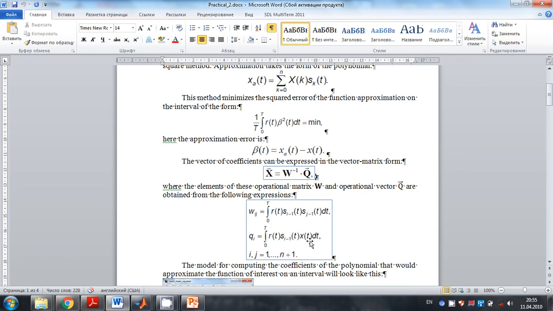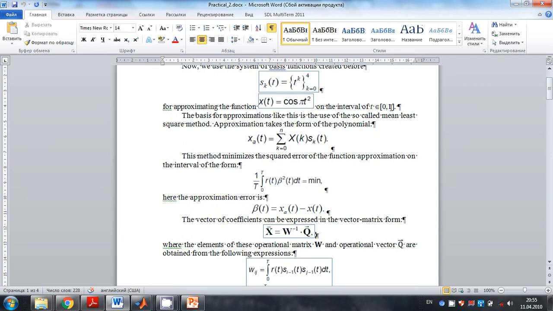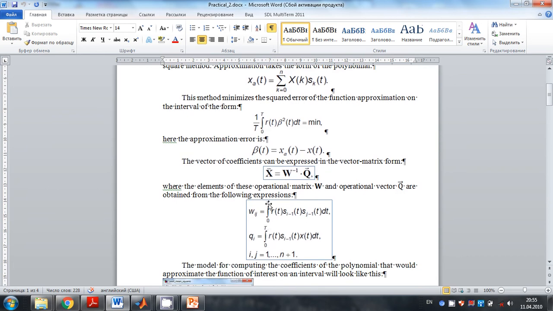So let's look at this formula. Every coefficient of this particular matrix, W sub i j, equals the integral over the interval from 0 to 1, which is our 0 to T capital. R of t is some weighting function. We can disregard it or assume it a constant. So we can disregard this for a moment. Let's look at what we've got inside: s sub i minus 1 times s sub j minus 1.